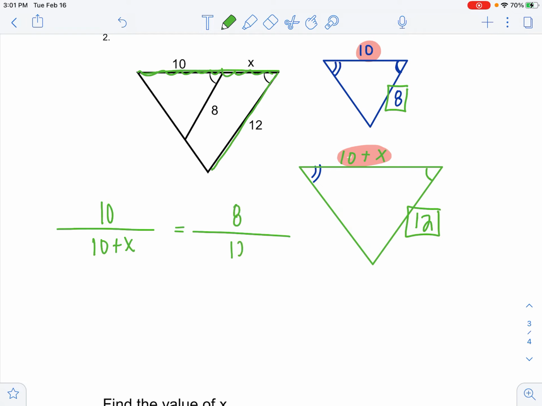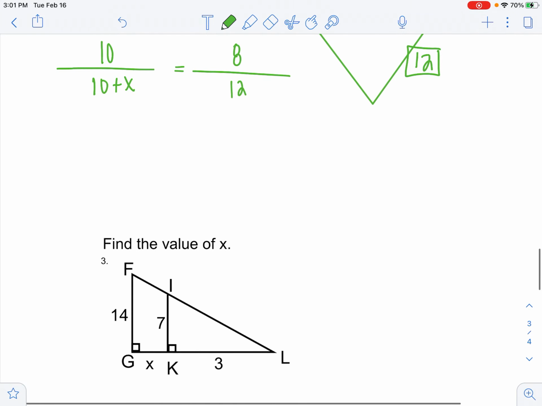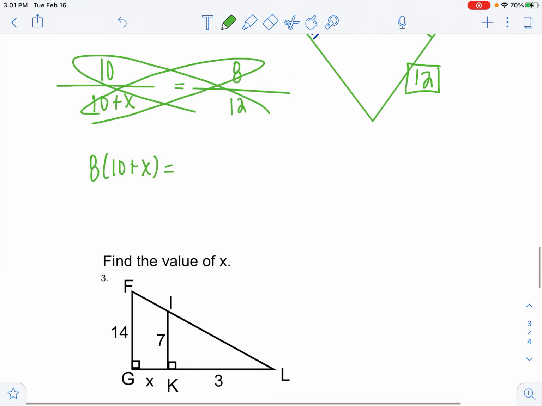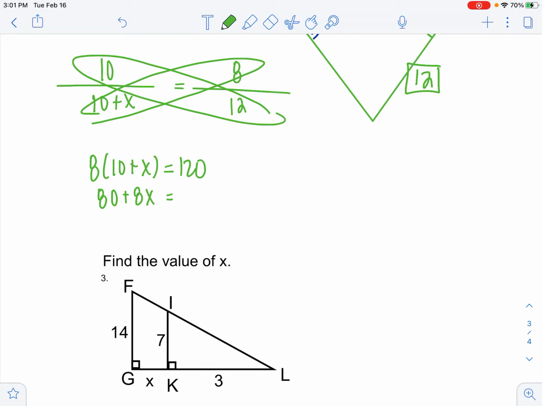Then I have this 8 right here in between my 1 tick mark, no tick mark, and 12. 8 over 12. Make sure you don't do 12 over 8. All right, cross multiply. 8 times 10 plus x is equal to 120. 80 plus 8x is equal to 120.